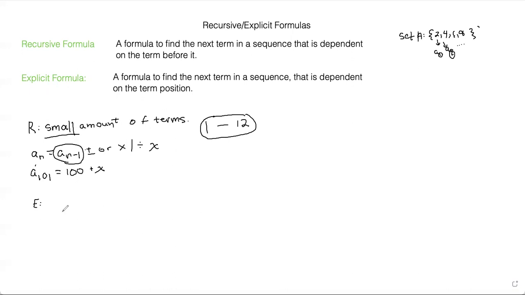So an explicit formula would look something like, in order to find a_n, you take 2 plus (n minus 2) times 2, right? Something like that, because right now you're depending on the term position, which is n, right? I'm gonna highlight that in a different color just so that it's easier for you guys to see. N and n, you depend on the term position.